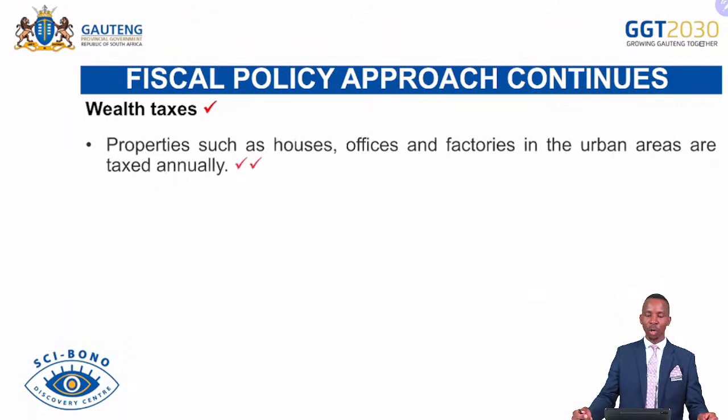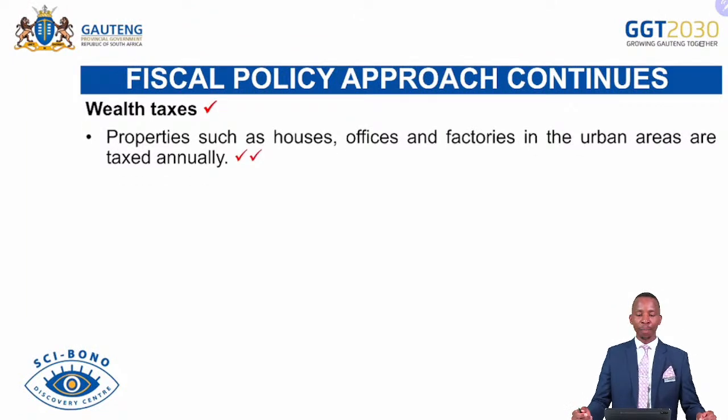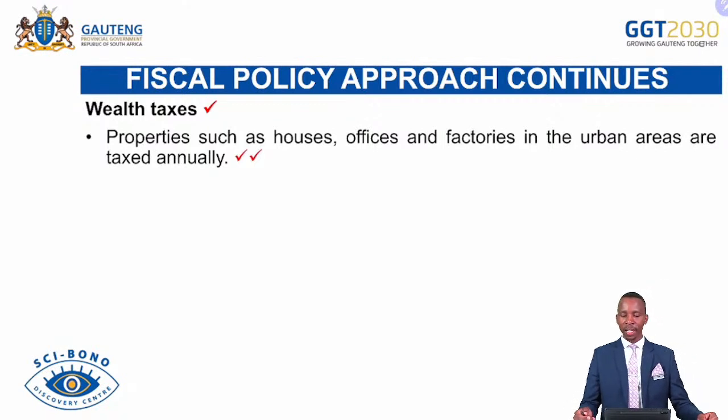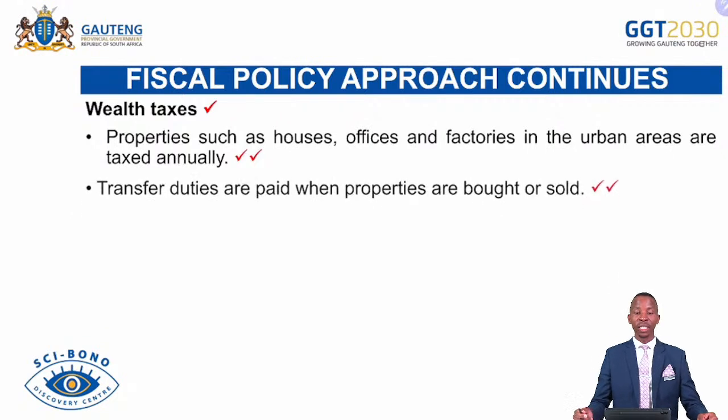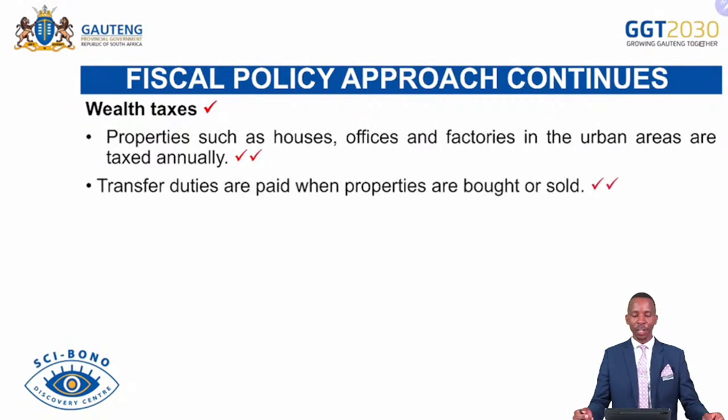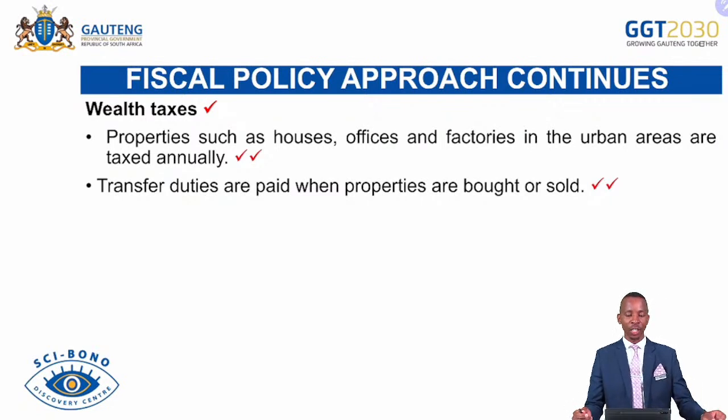Wealth taxes: we talk about taxes imposed by the state on the purchase or the sale of houses, offices, factories in the urban areas, which are taxed annually. Transfer duties are paid when properties are bought. Whenever an individual is buying property, the transfer duty is payable.